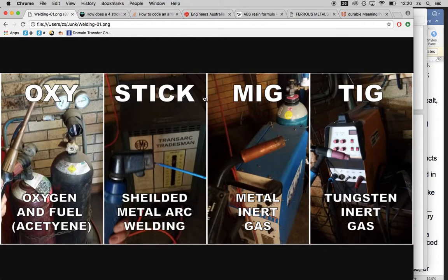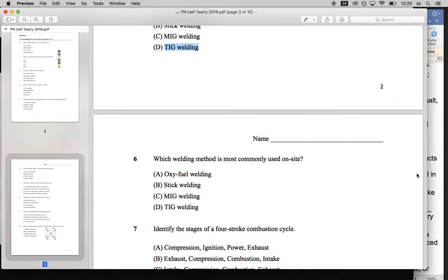Stick welding is much harder than MIG welding, but the advantage of stick welding is that it can be done on site. It doesn't need factory conditions. MIG, because of the inert gas, really needs factory conditions, because otherwise the inert gas can be blown away and we get imperfections in the weld.